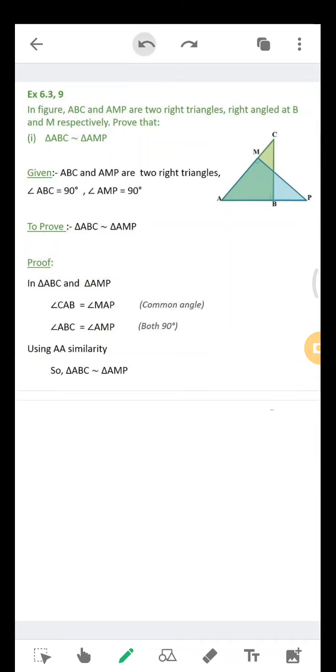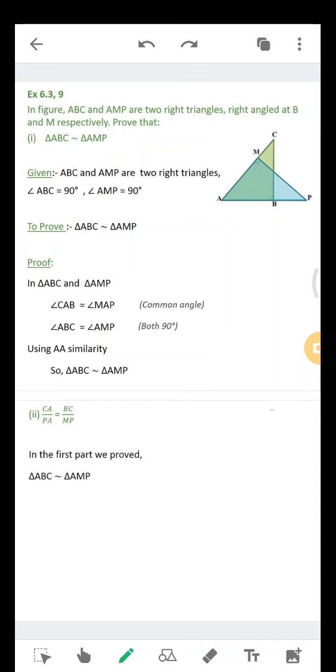Now let's see the second bit of this. In this same question we have one more bit in which we have to prove CA by PA. The ratio of CA by PA is equal to BC by MP. So CA by PA is equal to BC by MP. This I can get directly from the triangles which I proved similar just now.